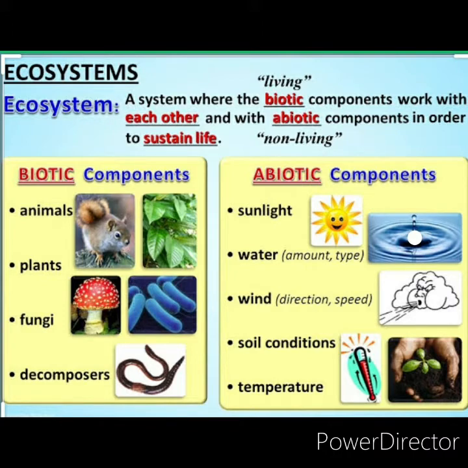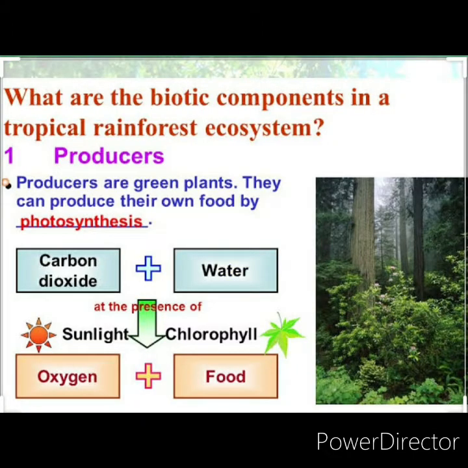We may classify these into three categories: producers, consumers and decomposers. Producers are self-nourishing components of the ecosystem, hence they are called autotrophs. They are found both on land and water. For example, plants, algae, bacteria, everything.